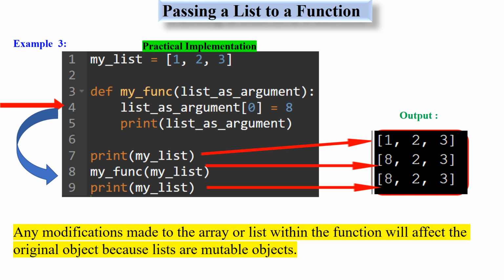Now, in example 3, in line 4, we are modifying the list. After you modify this list, the modification will apply to the list outside the function because it was a reference and not a copy. Any modifications made to the array or list within the function will affect the original object because lists are mutable objects. Consequently, any changes made to the array or list within the function will be reflected in the original object outside the function's scope. Check the output displayed on the console.